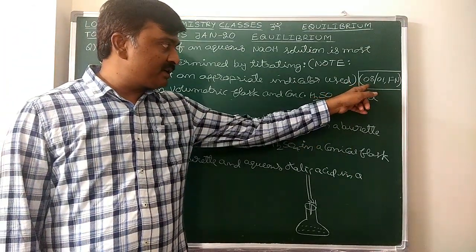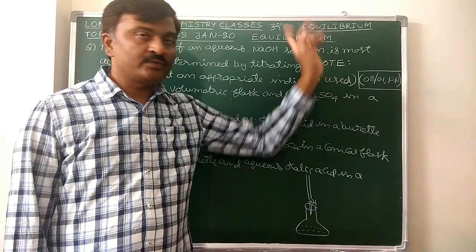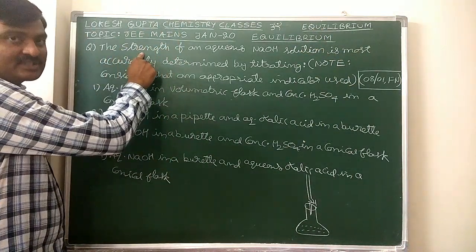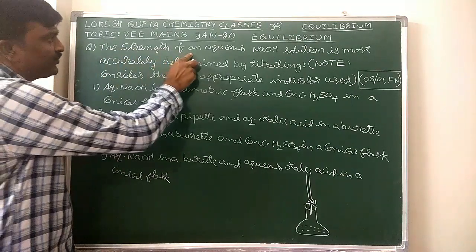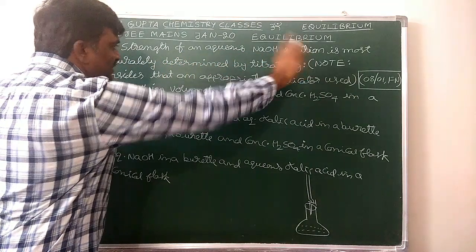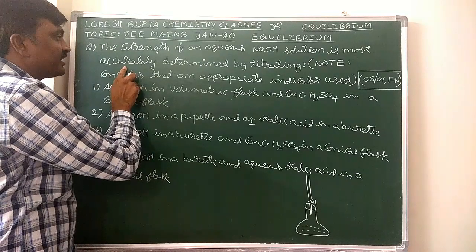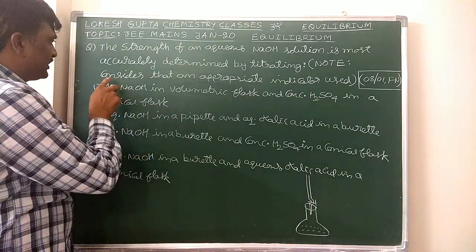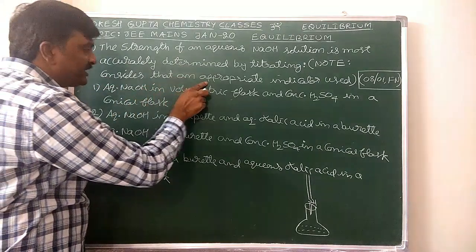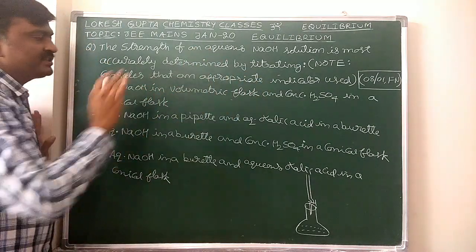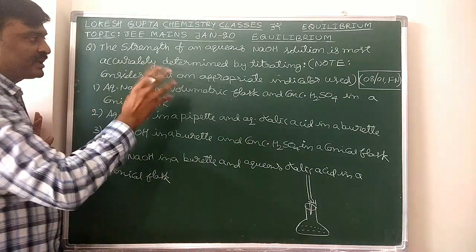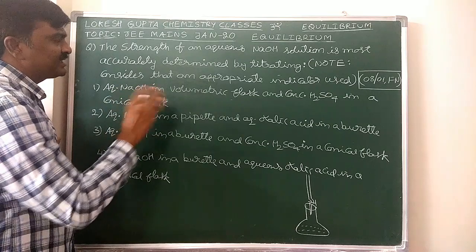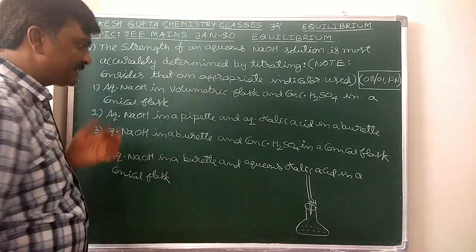This question was given on 8th January forenoon morning. The question is, the strength, which means concentration, of an aqueous NaOH solution is most accurately determined by titrating. Consider that an appropriate indicator is also used. How to calculate the most accurate concentration of NaOH, by which titration?